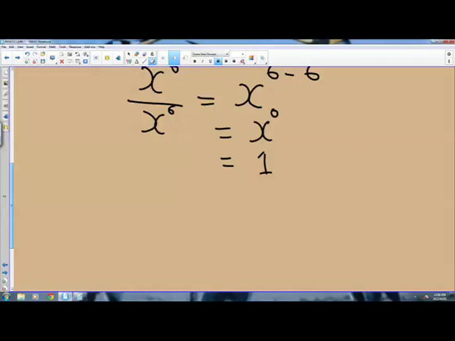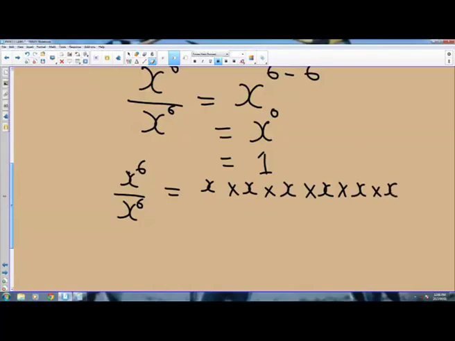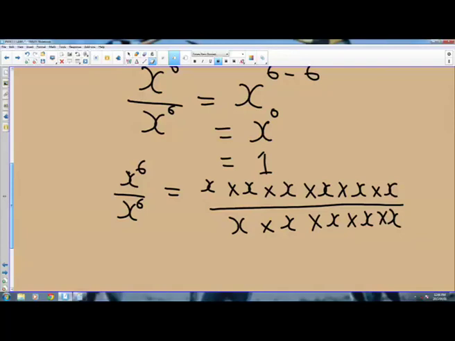x to the power 6 divided by x to the power 6 is equal to x times x, 1, 2, 3, 4, times x, divided by x to the power 6 written out the same way. We need to check the number of x's here: 1, 2, 3, 4, 5 times the last x. Right, 1, 2, 3, 4, 5, 6.